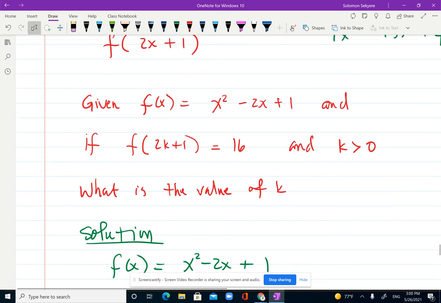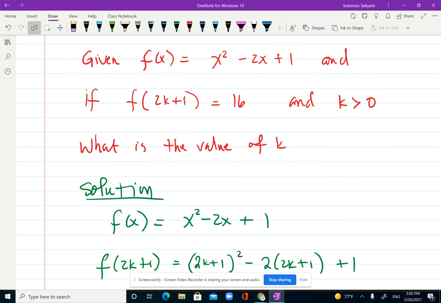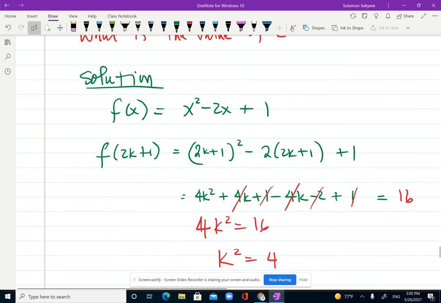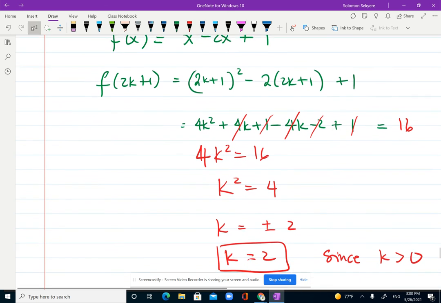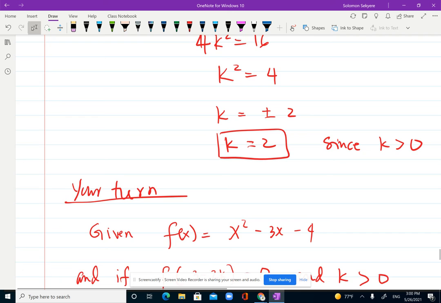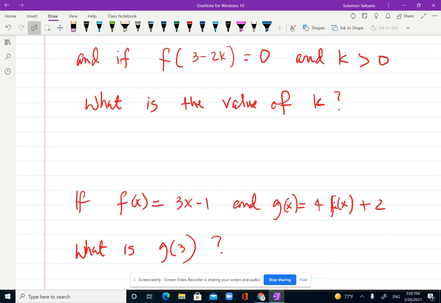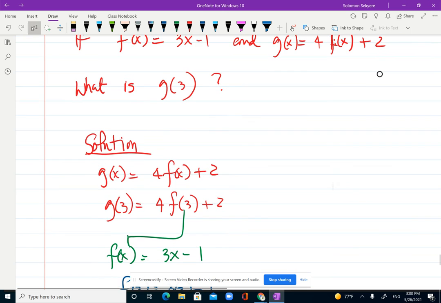All right, and here's another question. F of x equals x squared minus 2x plus 1. And if f of 2k plus 1 equals 16 and k is greater than 0, what is the value of k? Pause the video, challenge yourself to see if you can do it. After that, come and look at the solution. All right, you try this. And I have this one. The problem is solved for you.